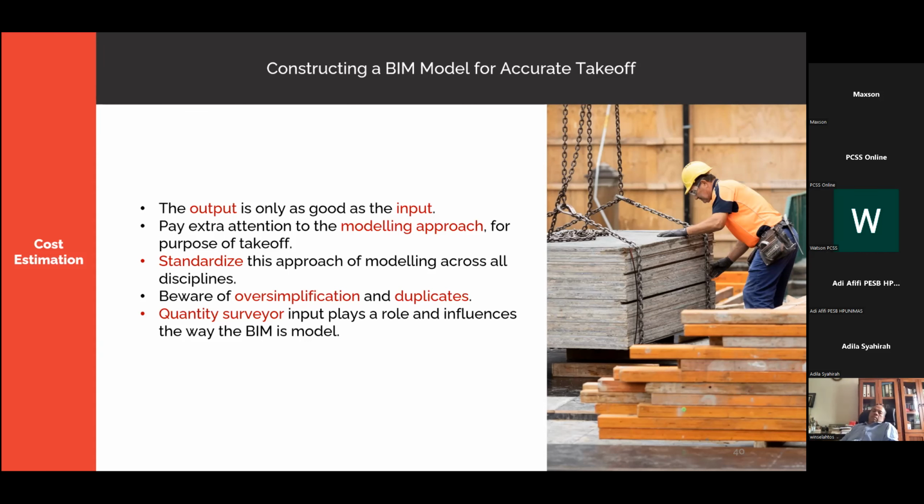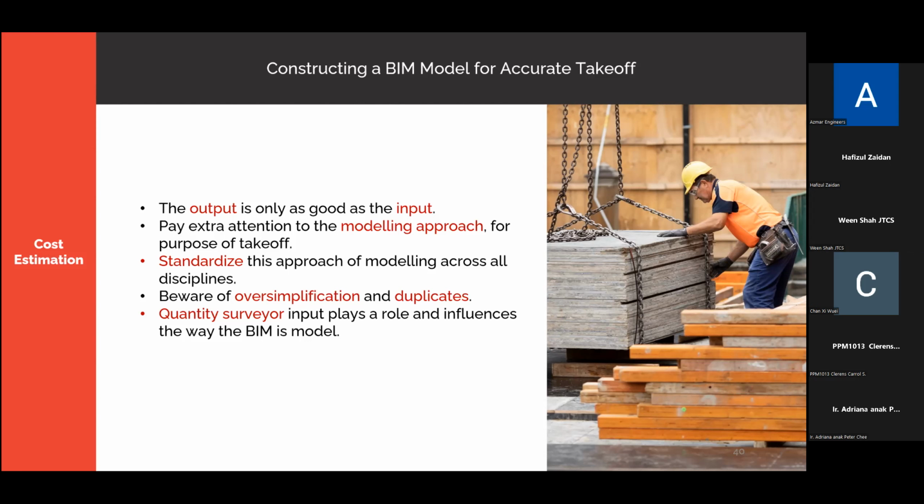So here at Reliant, in this kind of project, we have a different way to do it. We have our own modeling approach to make sure the models are correct, not oversimplified or overcomplicated. And of course, duplicates play a very important role. You must not have duplicates, otherwise when you take out the material takeoff, it is not accurate. So when you do cost estimation for a BIM project, the QS plays an important role and will influence the way the BIM is modeled. We have to consult the QS on certain things so that we, the modelers, construct it according to the QS requirements.